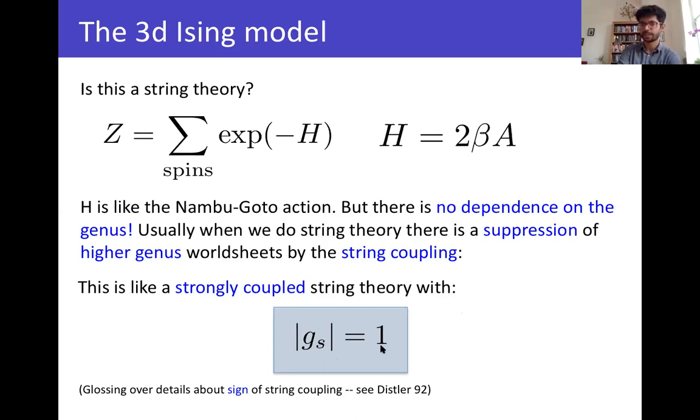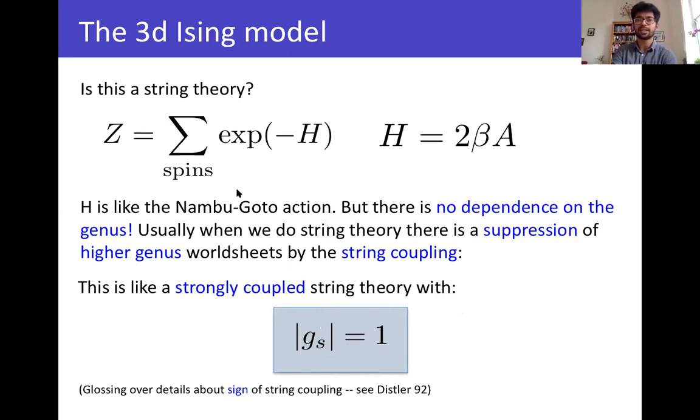Okay. Now I've put an absolute value here. This is because I'm sweeping under the rug many interesting details. In particular, there's a sense in which the string coupling should really be minus one and not one. I refer you to Distler's very nice paper for further discussion about that, but it's not going to be very important for the coarser things that we're going to say, okay?